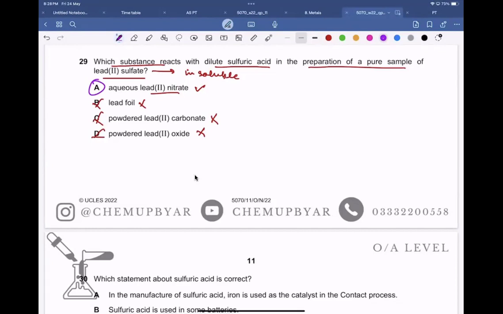Now, question number 30. Which statement about sulfuric acid is correct? In the manufacture of sulfuric acid, iron is used as a catalyst in the contact process. No, we need V2O5. Sulfuric acid is used in some batteries. Yeah. Sulfuric acid is used as a fertilizer. No, it is used to make fertilizer. So C goes wrong. Sulfuric acid is used as a food preservative. No, it's wrong again. SO2 gas is used as a food preservative. So B is the correct answer.